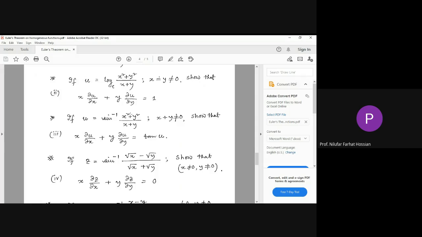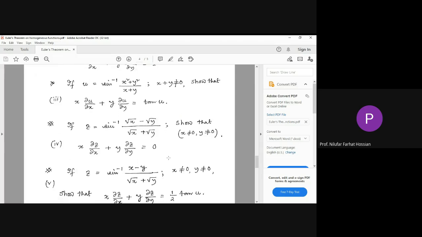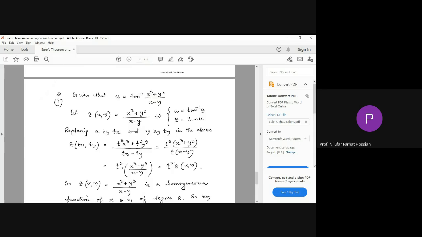Here you have to take this (x square plus y square) by (x plus y) as your u. Here you have to take (root x minus root y) divided by (root x plus root y), this whole thing, as your... this is z, so take it as u. Here it is already z, so here you cannot take z. You have to take another variable, u. Similarly, here it is z equal to sine inverse of this, so take this whole thing as u. Just follow the technique that we have done here in this math.